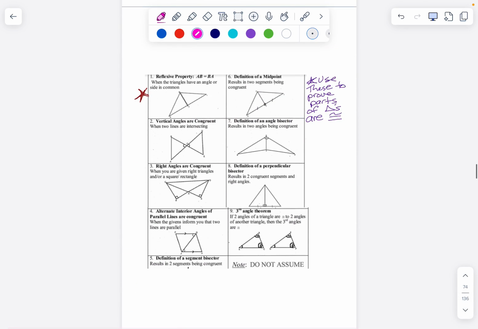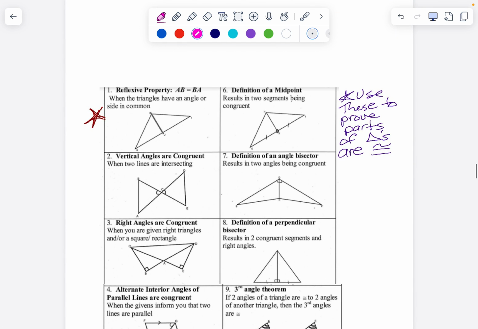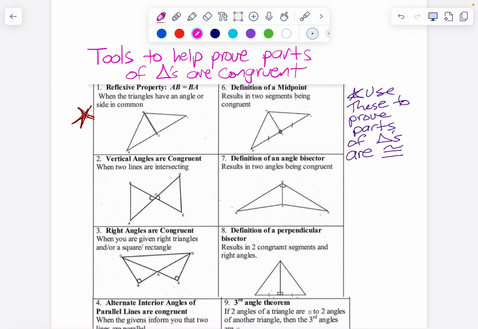So start working on getting those locked in and memorized. Flip the page over. At the top of this page, I want you to write this title, Tools to Help Prove Parts of Triangles are Congruent. Some of these are familiar, but there's a really important one that's new. So these are tools that will help you prove parts are congruent.